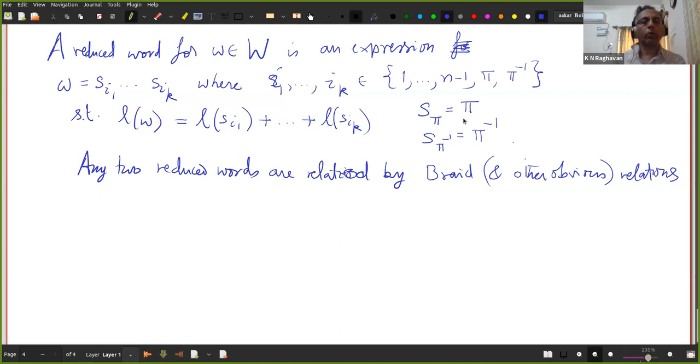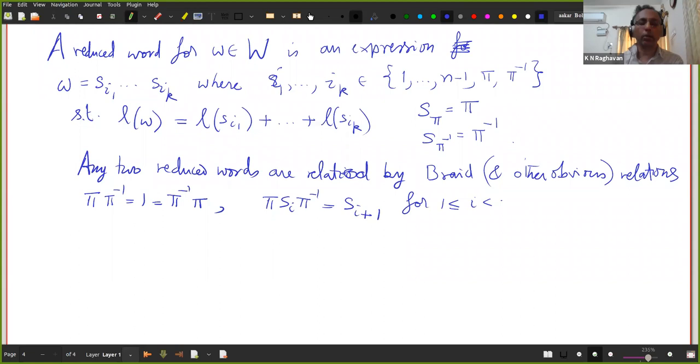So what are these? What I mean by the other obvious relations are pi inverse is 1, pi inverse pi, and pi s_i pi inverse. Okay, I seem to have written that right earlier. So here we only need to consider this for i less than n minus 1, because here I have an address. Let's not get into the very details of this, but the idea should be clear.